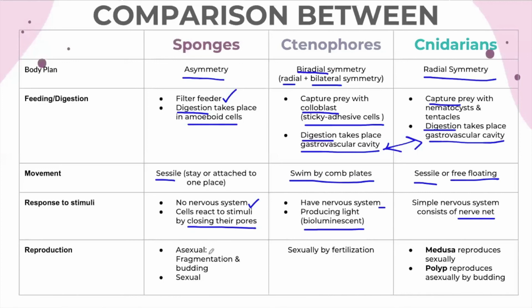For reproduction, sponges have two types: asexual, by fragmentation and budding, and sexual reproduction. Ctenophores don't have any asexual reproduction. They only have sexual reproduction by fertilization. For cnidarians, the medusa reproduces sexually, and the polyp reproduces asexually by budding.